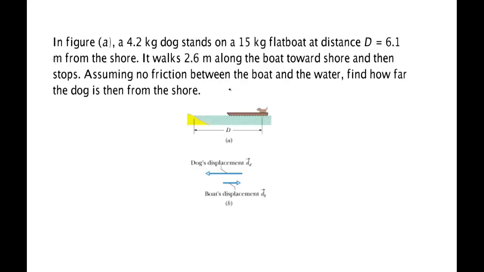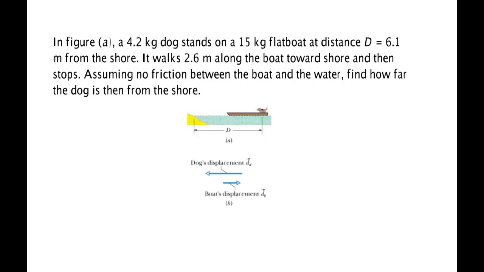In this example problem, we have a dog who is located a distance d from the shore, and he's in a boat. It asks us: if the dog is 4.2 kilograms and he's on a 15 kilogram flatboat at a distance 6.1 meters from shore, and the dog then walks 2.6 meters along the boat toward the shore and then stops, assuming no friction between the boat and the water, how far is the dog then from the shore?